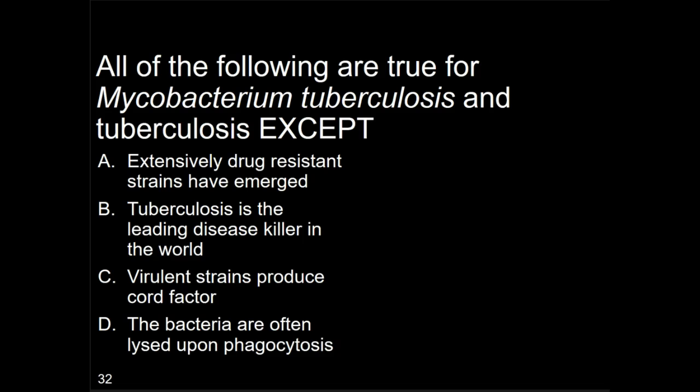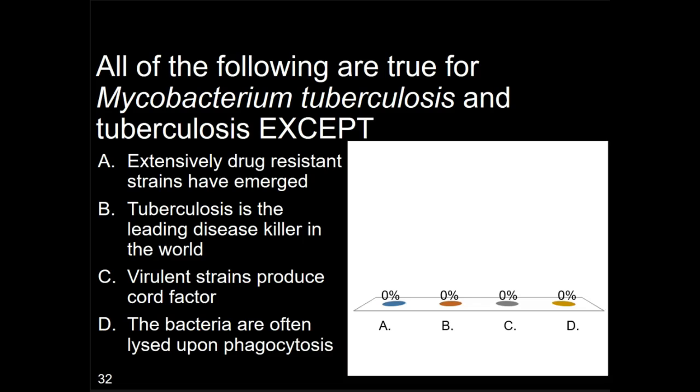Okay, question for you. All of the following are true for Mycobacterium tuberculosis and tuberculosis except: A, extensive drug-resistant strains have emerged; B, tuberculosis is the leading killer in the world; C, virulent strains produce cord factor; or D, the bacteria are often lysed upon phagocytosis. So this question again will be presented on Blackboard and you'll be able to answer it at your leisure, but before Friday, please.